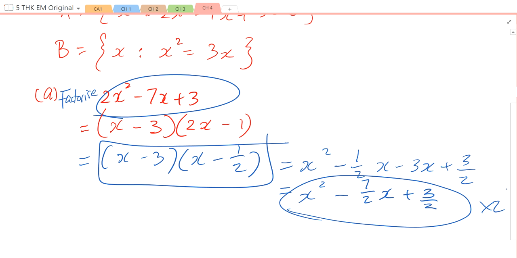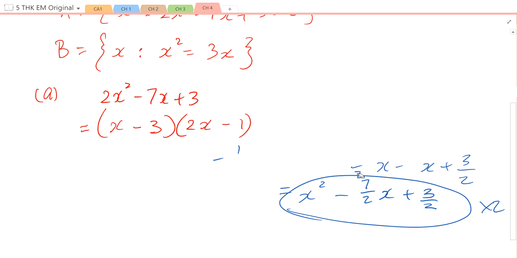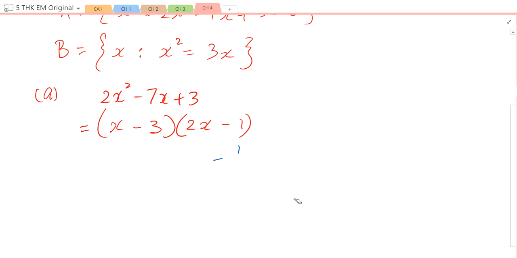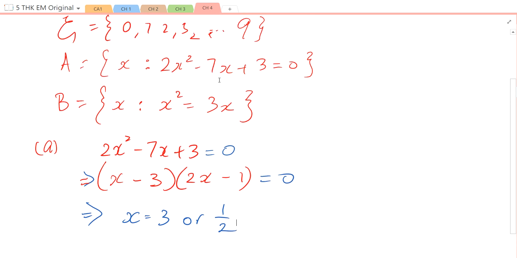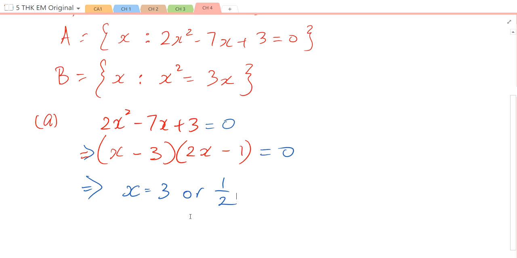So if you want to use your calculator, go ahead for solving, that is when you have ax squared plus bx plus c equals 0. You can work backwards, but when it comes to factorizing, you better be careful. So this tells us that x equals 3 or half. Set A requires me to fulfill 2x squared minus 7x plus 3 equals 0, meaning x is simply half or 3. Only these two. So to rewrite set A in terms of its elements, we've got half and 3.